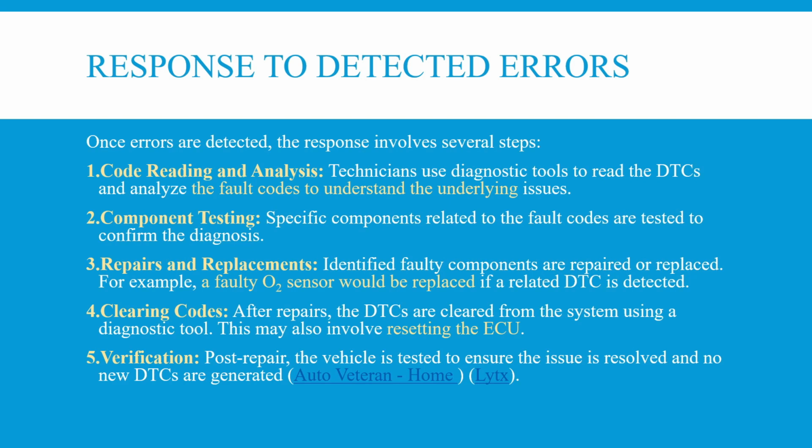And the fifth step is, after resetting the ECU and removing the error code, we have to do a post-repair verification of whether the replaced or repaired components are functioning well or not. We have to test to ensure the issues are resolved in order to avoid further DTC codes. So these are the steps followed to repair and replace with the help of DTC codes.